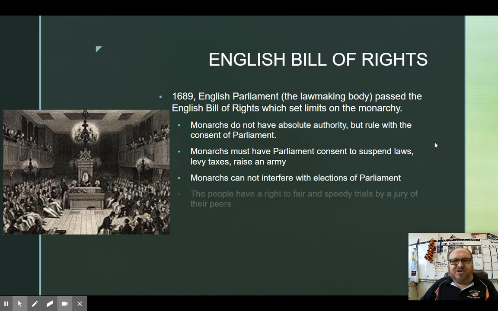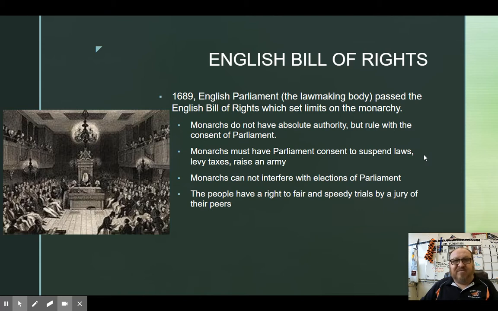And basically what the English Bill of Rights did was it limited the power of the monarchs, the kings and queens, saying that they don't have absolute authority, that they rule with the consent of Parliament because Parliament had made them king and queen. Parliament has to give permission to a king or queen to suspend any laws, to levy or raise taxes, to raise an army. It made a rule saying monarchs cannot interfere with elections or debates in Parliament.